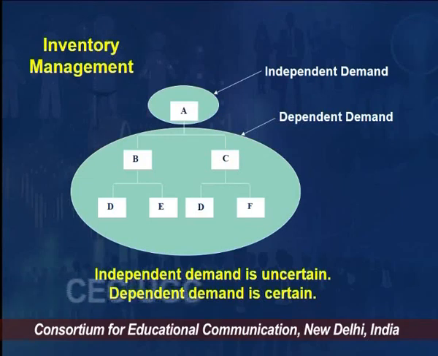We are saying that independent demand is uncertain, but dependent demand is certain. Independent demand is uncertain because it is based on forecasting, consumer demand, consumer behavior, technological changes in the markets, competition, prices, global environment, legal environment, and so on. Whereas dependent demand is certain. Why? Because once you know that you have to manufacture 10,000 cars, you can calculate how many components you require to manufacture those 10,000 cars.